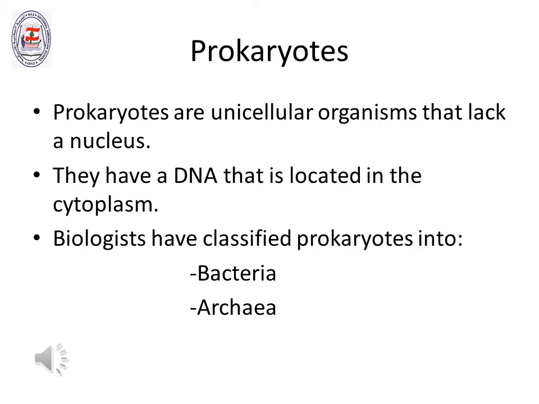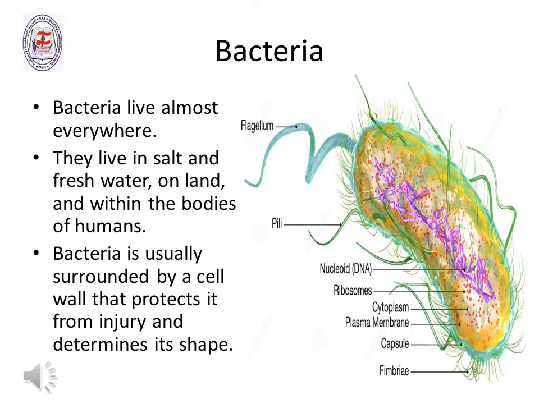Prokaryotes are unicellular organisms, that is, they consist of a single cell. They have DNA that is located in the cytoplasm and not in a nucleus. Biologists have classified prokaryotes into bacteria and archaea. Bacteria live almost everywhere. They live in salt and fresh water, on land, and within the bodies of humans.